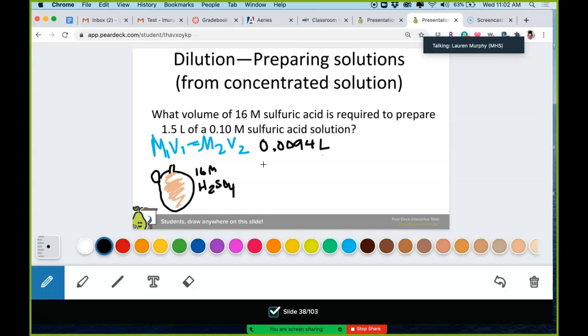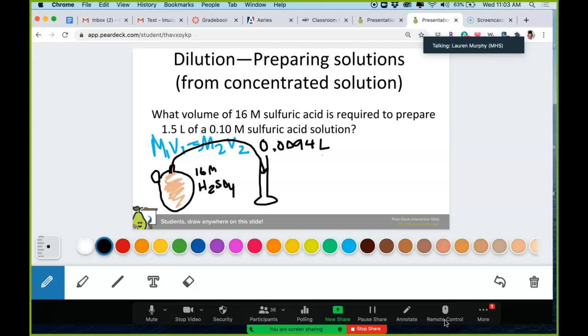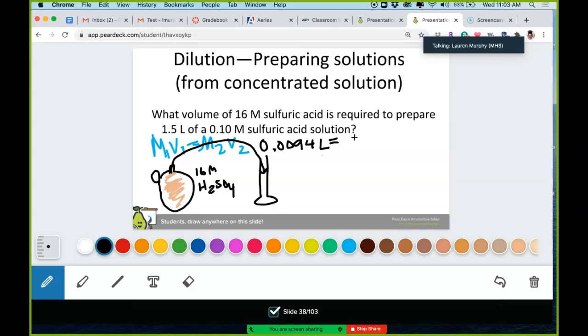So I take my graduated cylinder and I would dump the acid in here. Now, here's the problem. Does the graduated cylinder measure in liters? It does not. So I would like you to convert this because the tool we actually use measures in milliliters. So when you write this out in words, you want to use a volume that would make sense with the type of lab equipment that we're going to use. So you would put 9.4 milliliters of 16 molar super concentrated H2SO4.